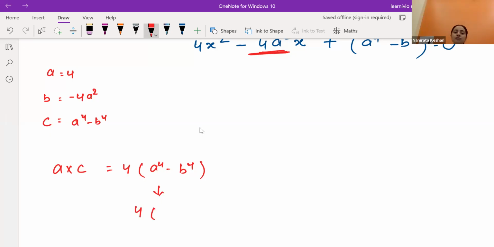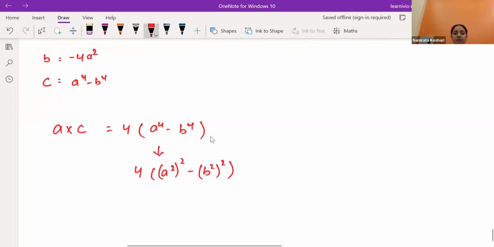So can we see that this can be written as a square's whole square and this can be written as b square's whole square? Yes, it can be written like that. It is a square minus b square. So we can write it as a plus b in one bracket and a minus b in another bracket. Can we do it like this? Yes, we can.